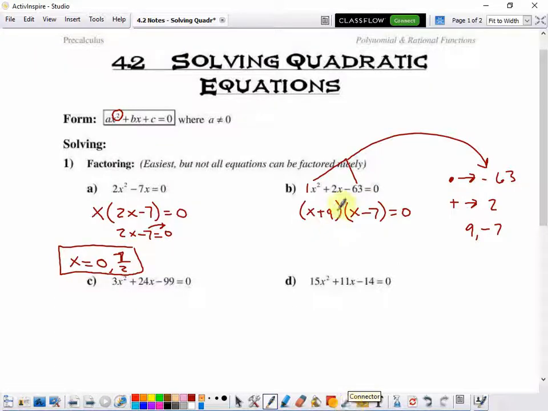What value of x makes this factor a 0? That's going to be negative 9. Negative 9 plus 9 is 0, so x equals negative 9. And what value of x makes this factor equal 0? That would be 7. So our 2 roots are negative 9 and 7. So each of these first 2 cross the x-axis twice at 0 and 7 halves, and then at negative 9 and 7.